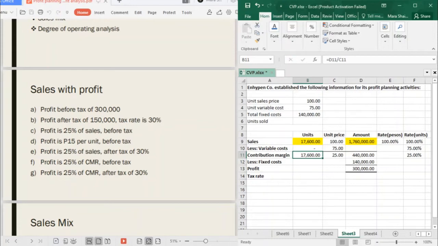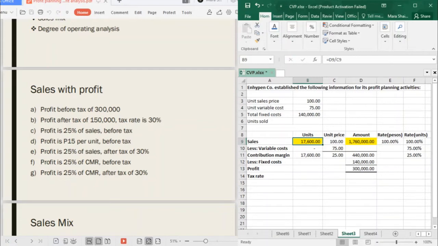Unlike if you take the longer route, getting the 25%, getting the 1.7, dividing by 100 before you arrive at 17,600. So, there are a lot of steps. So, you should be smart on how you can arrive at the answer with the easier way.